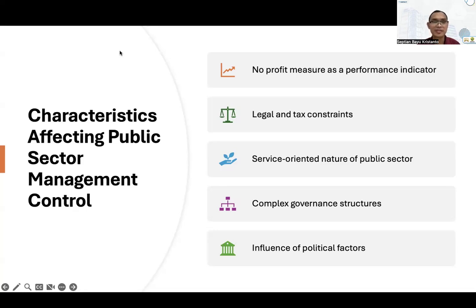And the last characteristic of public sector management control is that it should have some influence from political factors, because the public sector affects the public area, especially the citizens. So they should have political influence, and will be influenced by the capability of the political factors.